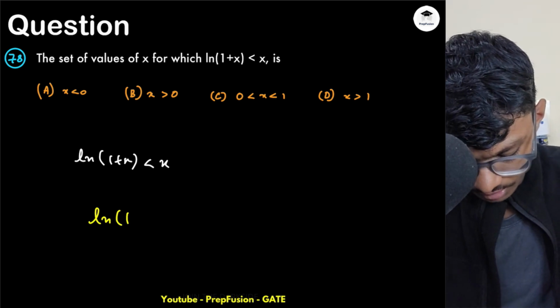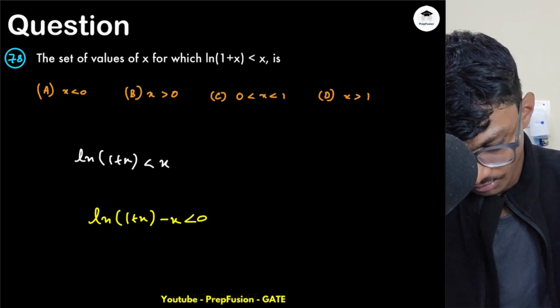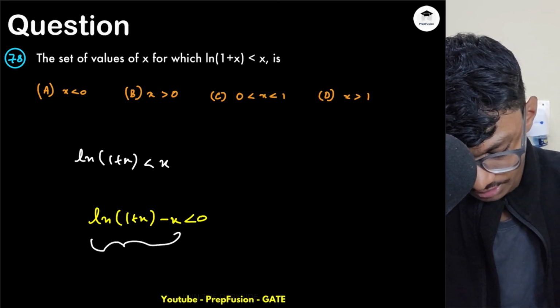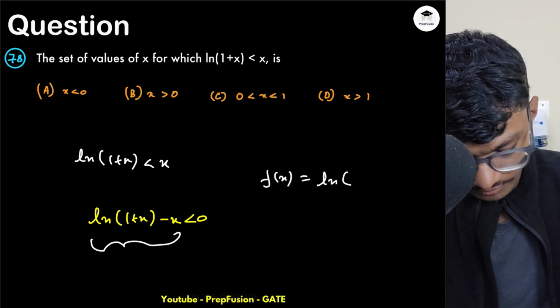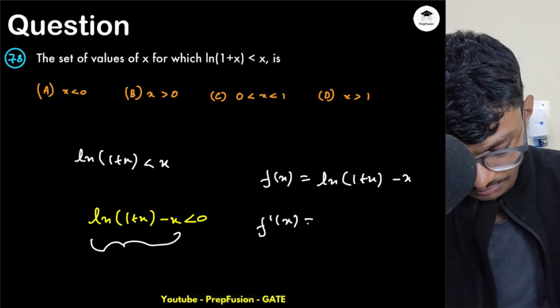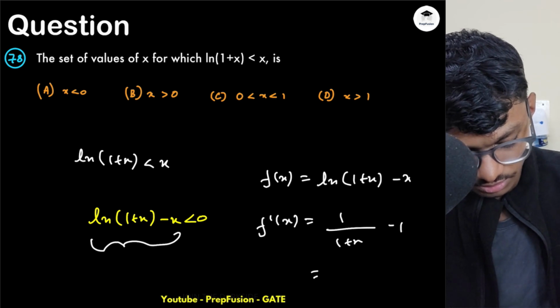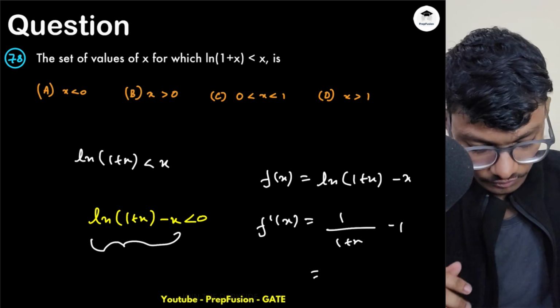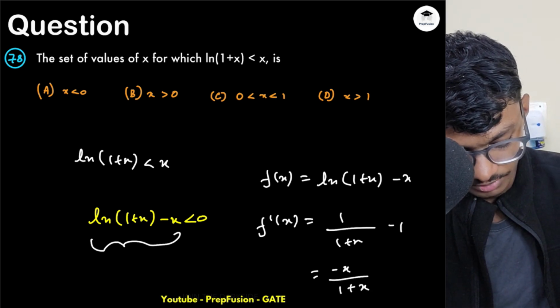Hence ln(1 + x) minus x has to be less than 0. Next, you think of this as f of x. So this is my f(x) = ln(1 + x) minus x. Then you find f'(x). This is 1 by (1 + x) minus 1, so this will be (1 minus 1 minus x) by (1 + x), which is minus x by (1 + x).